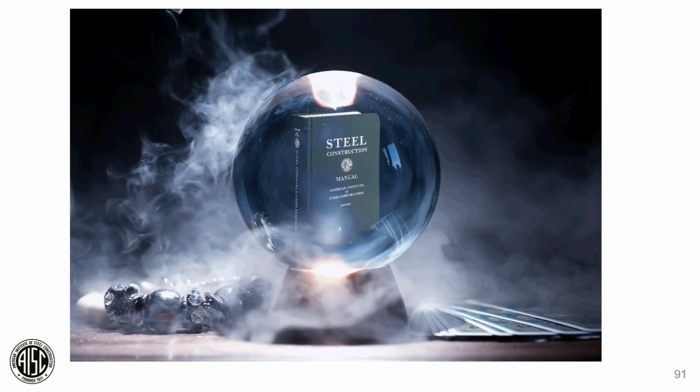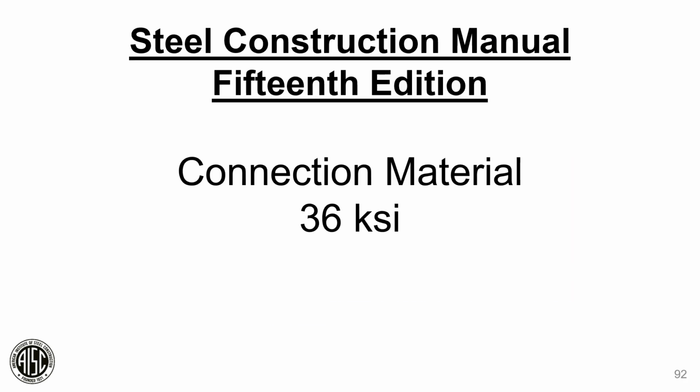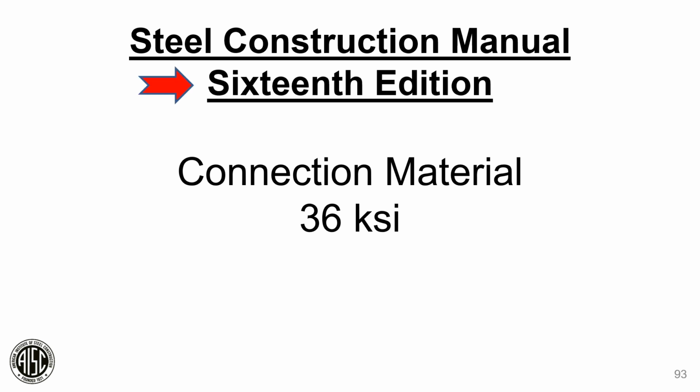Now we're going to give you another little peek into the future. In the Steel Construction Manual, in the 15th edition, all the tables for connection material are based upon 36 KSI material. While beginning in the 16th edition, there are going to be some changes. The most common material for connection material is no longer 36 KSI material. All of the tables for connection material in the 16th edition of the Steel Construction Manual will be based upon 50 KSI material. That is the most common material available for connection material today.